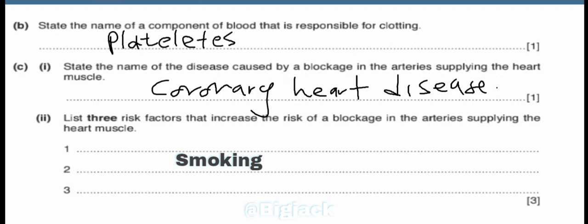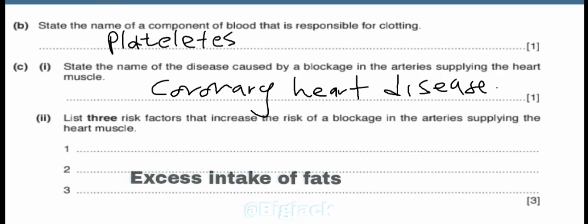Then apart from that one, we are going to say excess intake of fats. So if you are eating food containing excess fats, you're going to find that the coronary arteries are going to be blocked, thereby preventing blood supply to the heart. As a result, you're going to be affected by the disease called coronary heart disease. So that was the last one.